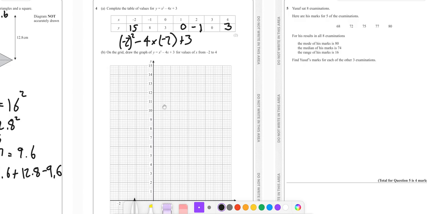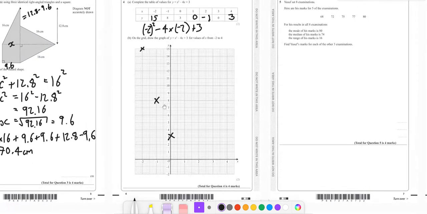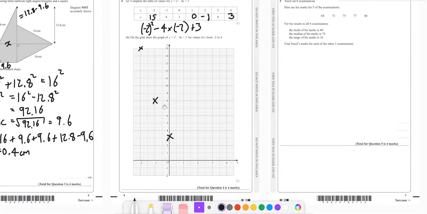Okay, on the grid draw the values. So -2 is at 15. You can draw these more accurately than me, I think. -1 is 8. 0 is 3. That wasn't very accurate. 1 is 0. 2 is -1. 3 is 0. And 4 is 3. And we can see we've got that U-shaped curve.